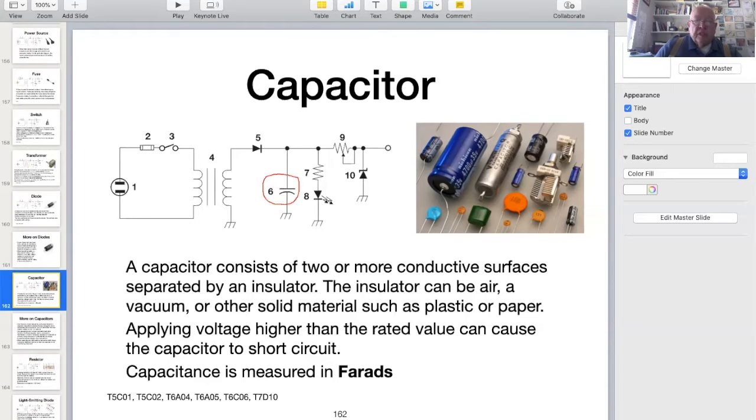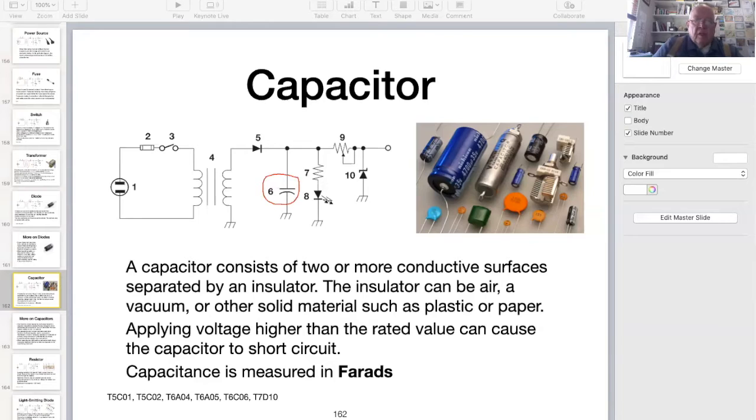Component number 6 is a capacitor. As explained in an earlier video, a capacitor has 2 conductors separated by an insulator of some type. Again, applying voltages higher than the capacitor is rated for will cause the capacitor to break down, short circuit, and let out the magic smoke.